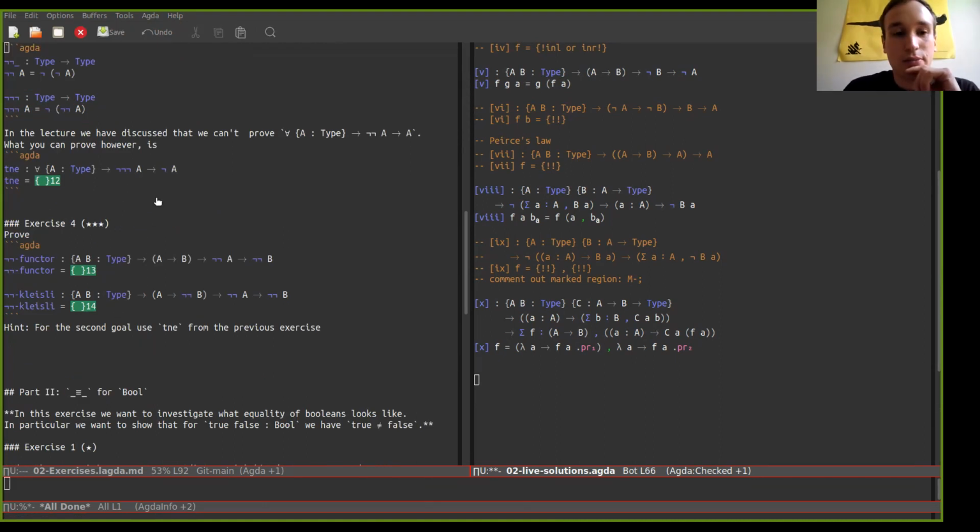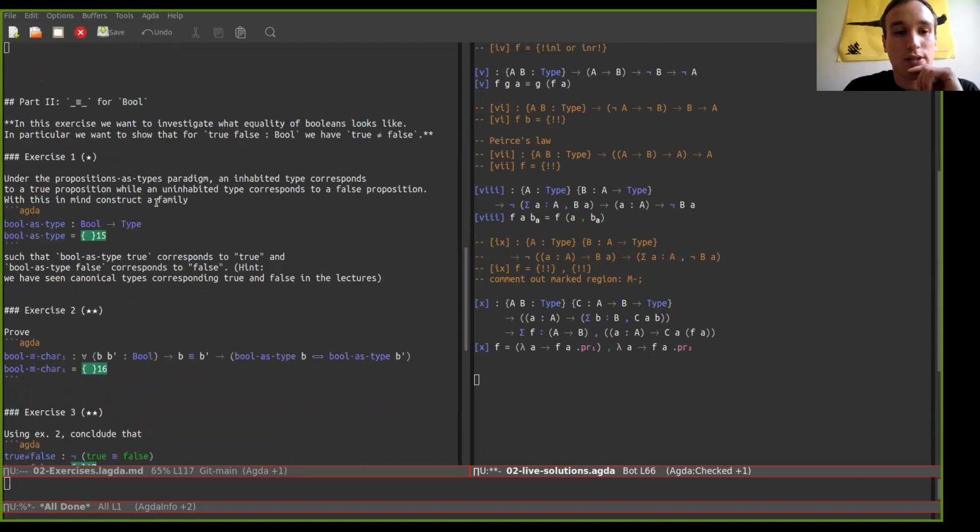I think that maybe it'd be more interesting to look at part 2. Does anyone want to see the rest of part 1, or otherwise I'll move on to part 2.